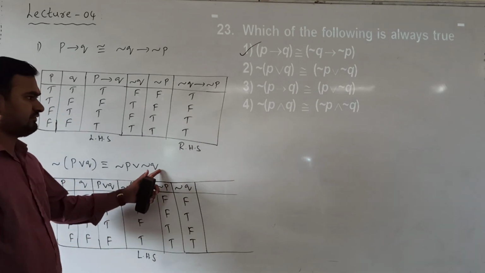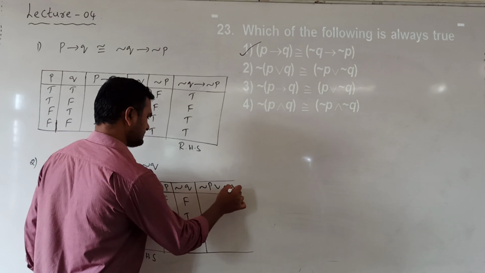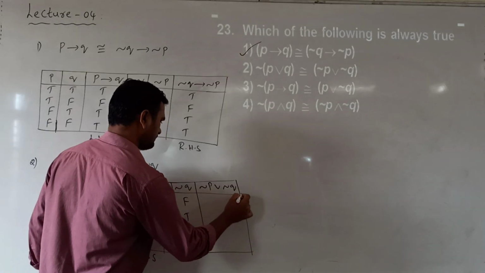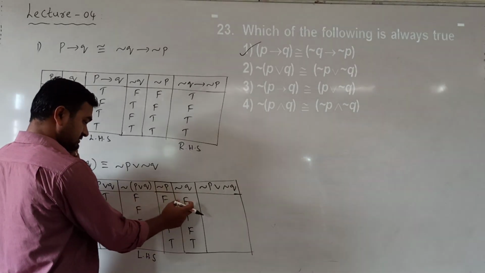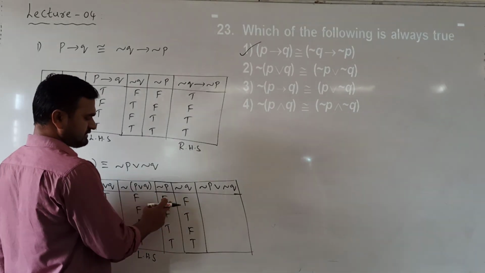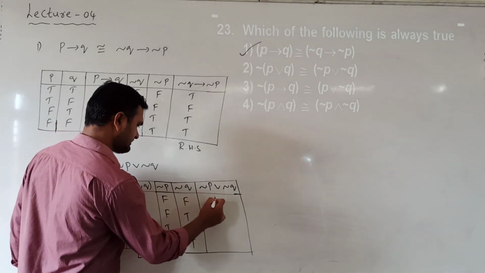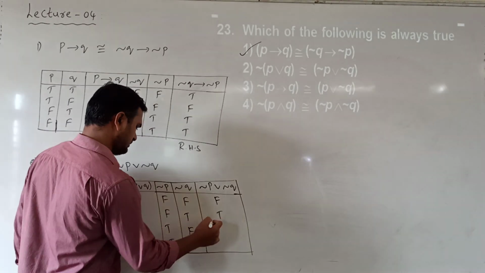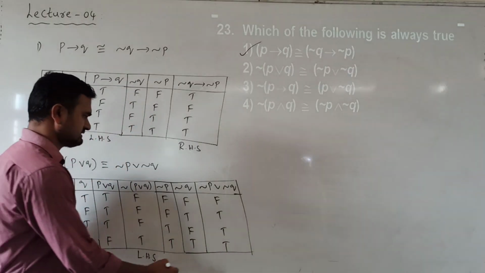Now for these two we have to take the OR operation, negation P or negation Q. In the OR operation, if at least one is true, then the result is true. So here, both are false means false, and the rest are true: false, true, true, true. So this is the RHS.